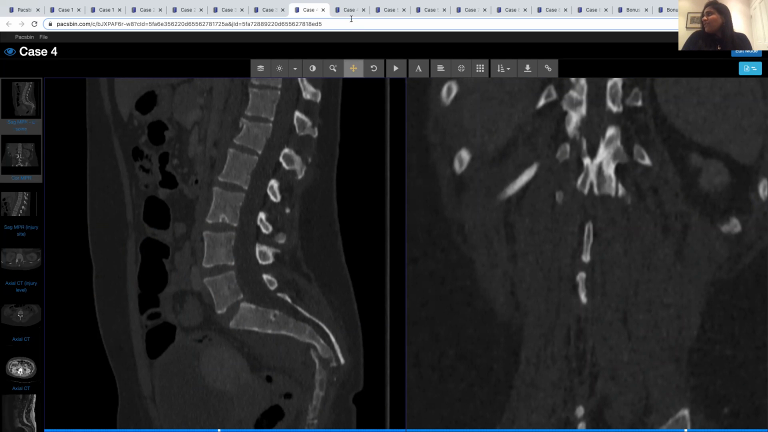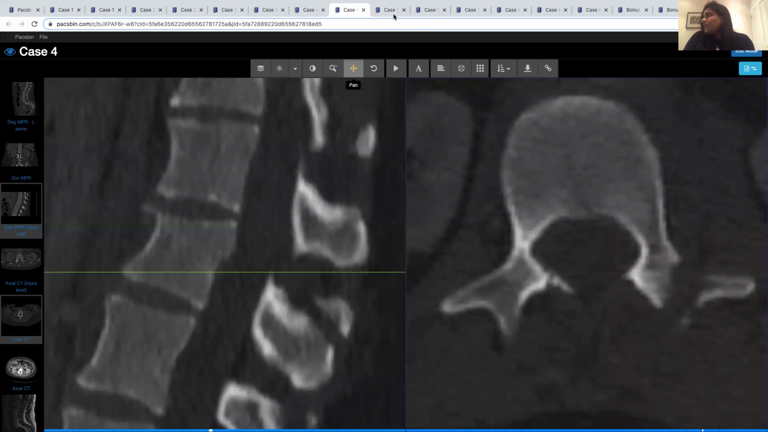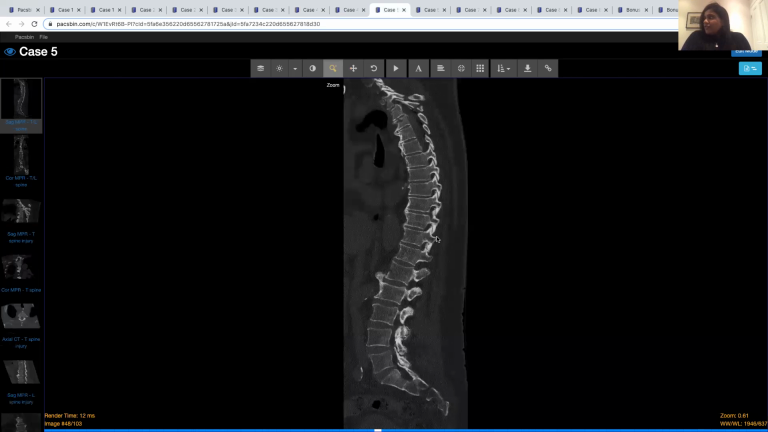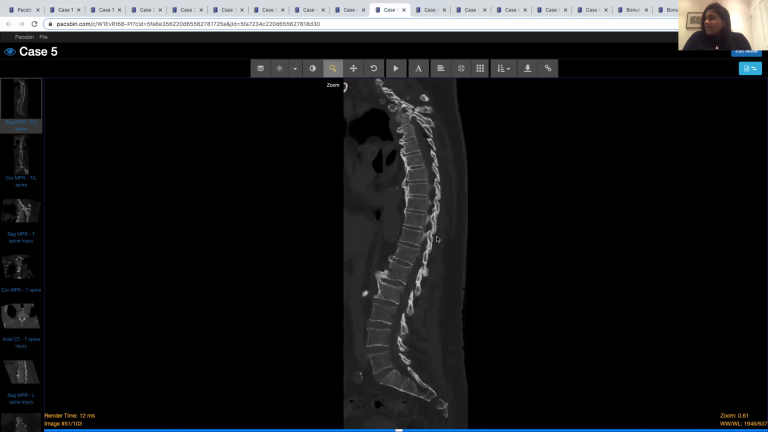So we've got inferred signs of PLC failure. If it's a chance type injury, we pretty much know there will be a PLC failure anyway. So now to move on to case 5. So just looking at this spine, you can see that there are long segments of osseous-like, band-like fusion across the anterior aspects of the vertebral body.